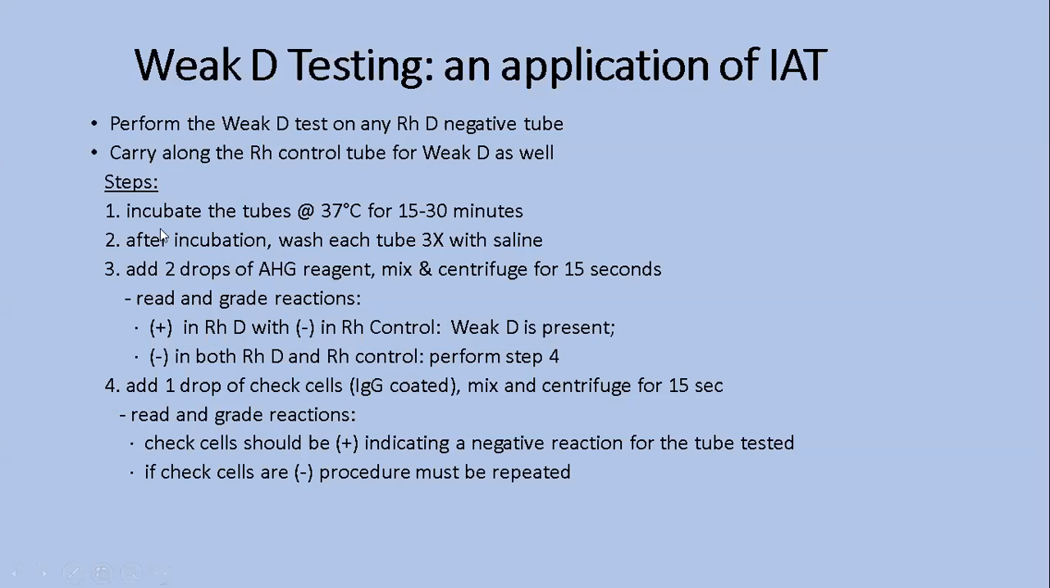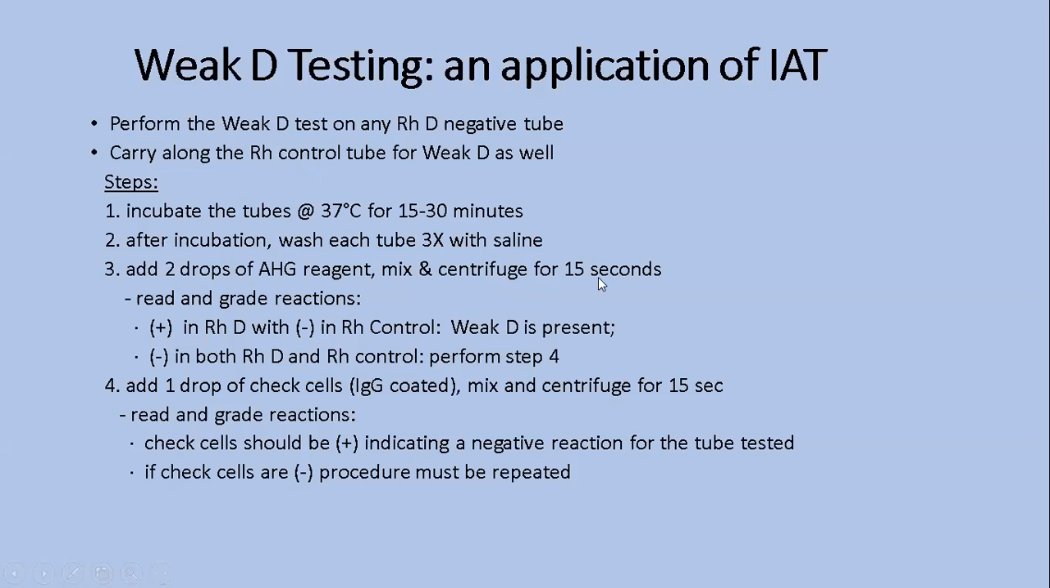In our student lab, we would be using an automated cell washer for this step, and one of the video links that goes along with lab today is going to be about using an automated cell washer. It makes the process very quick and easy. So once we've washed our two tubes with the saline and we've removed any unbound proteins, we are now going to add 2 drops of our anti-human globulin reagent. Most labs are going to use polyspecific, so it's going to be 2 drops into the RHD tube and 2 drops into the RH control tube.